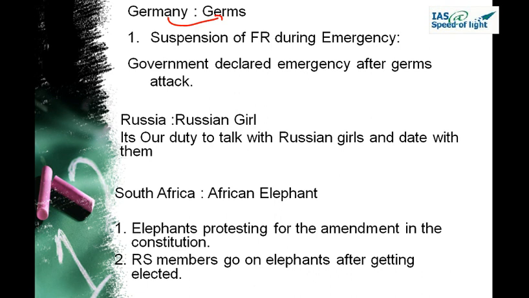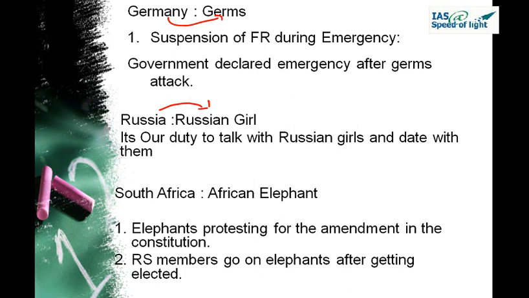Russia: our picture for Russia is going to be a Russian girl. Russia is famous for its beautiful girls. So our picture is a Russian girl, and what we have taken from Russia is the fundamental duty. So it is our fundamental duty to talk with the Russian girls and date them because they are so pretty. So we are linking fundamental duty with Russia.